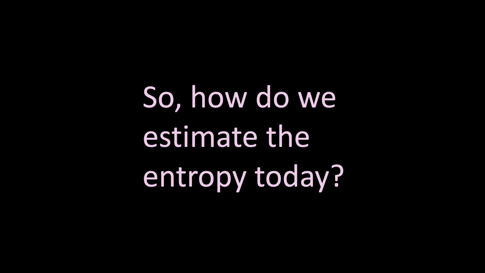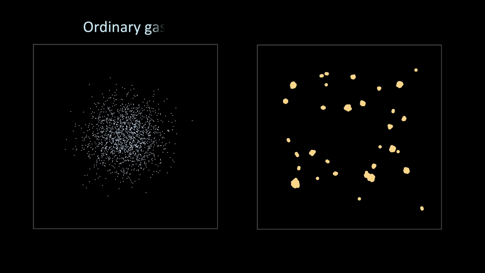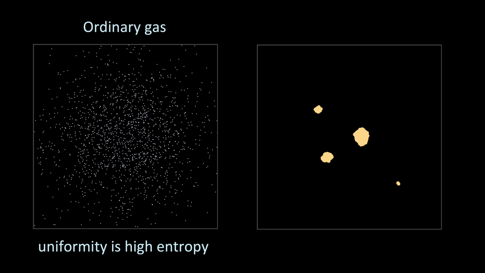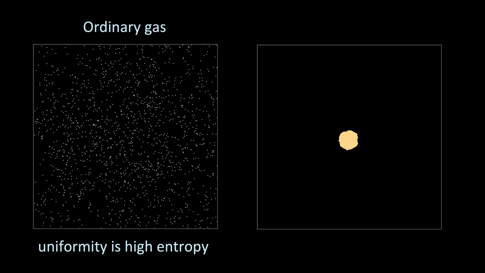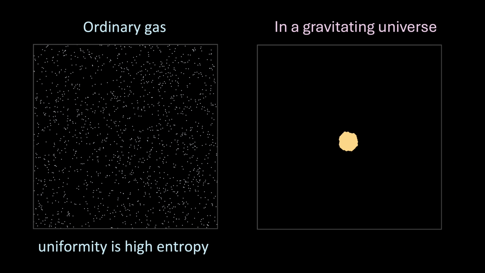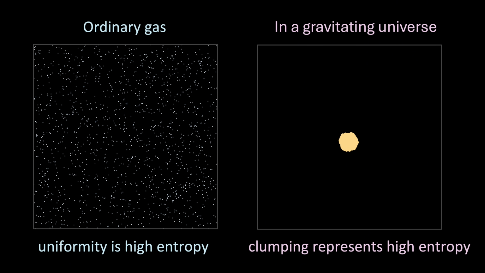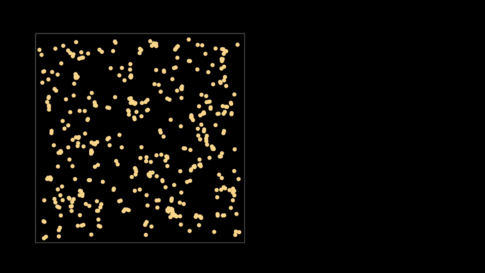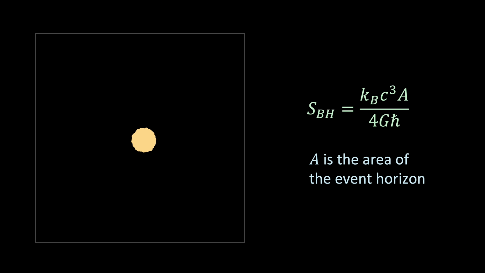So how do we estimate the total entropy of the universe today? Well, as already mentioned, in ordinary gases, uniformity is high entropy. Things spread out, clumps smooth away. But in a gravitating universe, the logic is completely reversed, and gravitationally clumped matter represents high entropy. General relativity then tells us that if you clump enough matter together into a small enough region, a black hole will form, with the entropy proportional to the area of the event horizon. And, as we're about to see, black holes are entropy monsters.